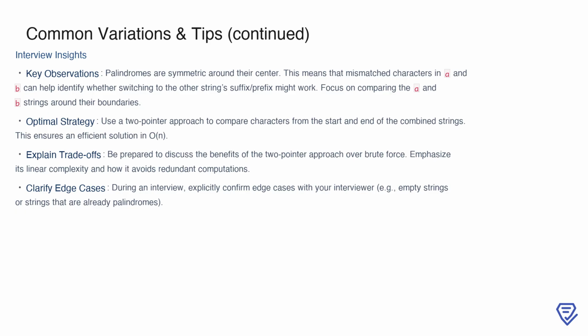Now, let's dive into some key insights for interviews. Palindromes are fundamentally symmetric, so mismatched characters at the boundaries of strings A and B can guide your decision to switch between their prefixes and suffixes. This symmetry is crucial for narrowing down potential splits. To efficiently solve the problem, a two-pointer approach is ideal. By comparing characters from the start and end of the strings, you can achieve linear time complexity, avoiding redundant computations.